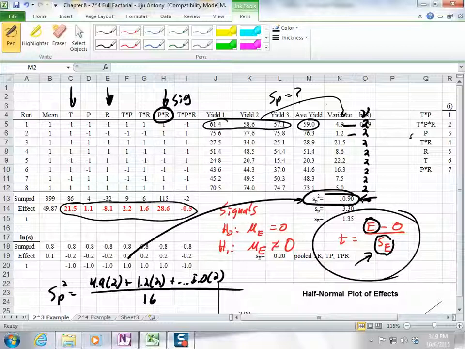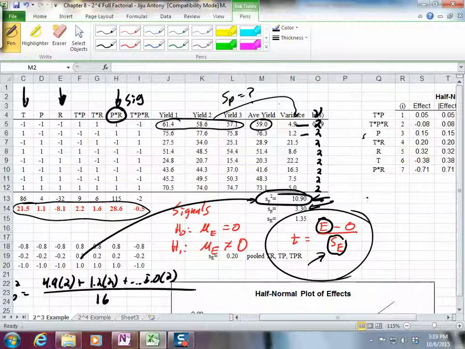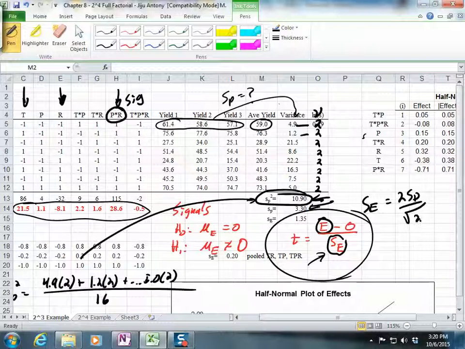So SP squared is 10.9. You take the square root of that, which gives us SP, which is 3.3. And then we already said SE was 2SP over the square root of NF, which is 24 in this case. And so that gives us 1.35.